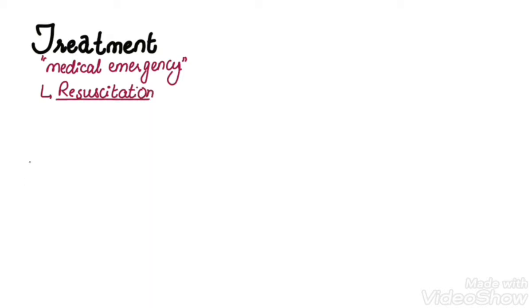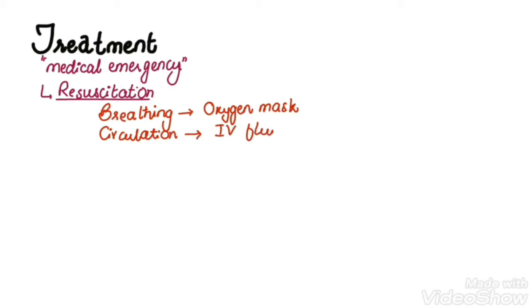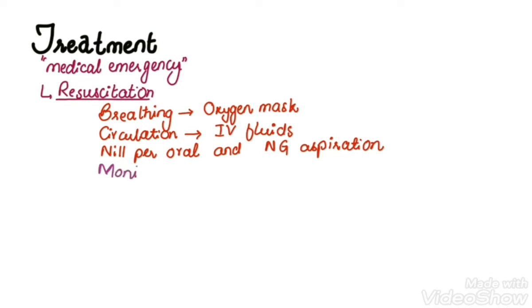Since acute pancreatitis is a medical emergency, we first resuscitate the patient following ABC guidelines. Since his airway is cleared, we give him oxygen through mask to maintain his breathing. To maintain his circulation, we pass an IV line and give him intravenous fluids. We keep the patient nil per oral. We don't give him any food through his mouth. And in certain cases, if his stomach has any stomach content, we might aspirate it through nasogastric tube. Both these steps prevent aspiration pneumonia.